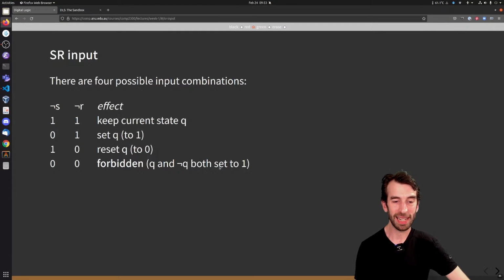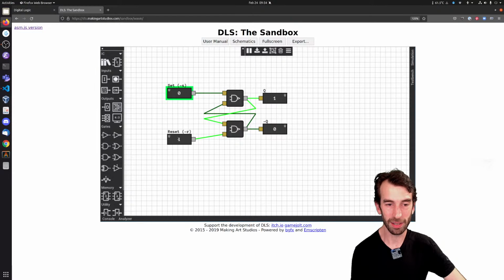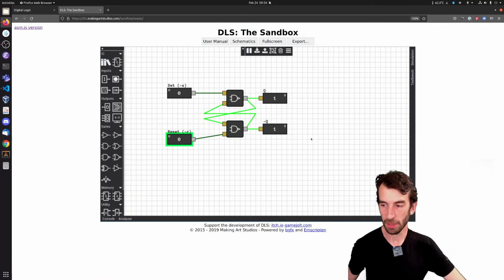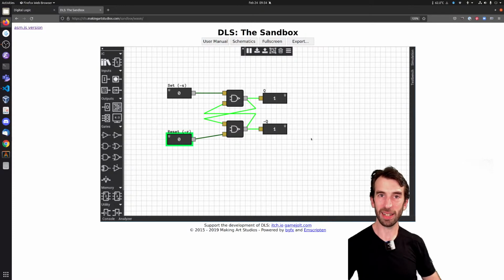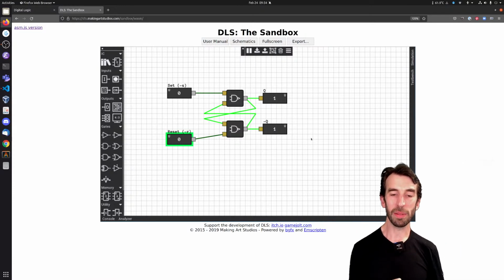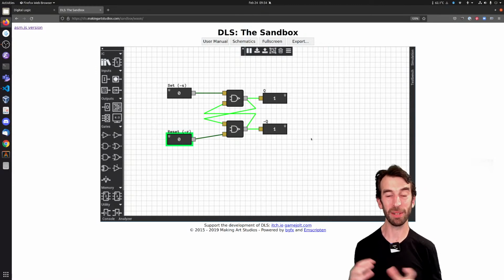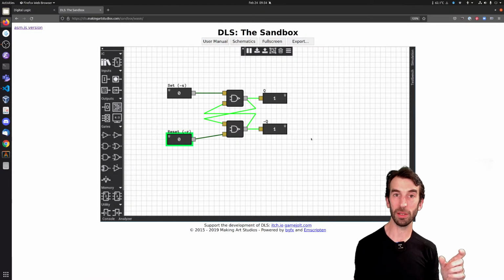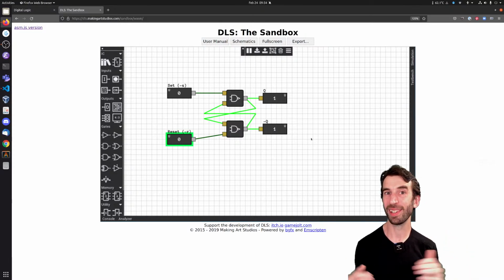And then what about this last one? What if they're both set to 0? Well, if you set both to 0, you end up with both Q and not Q being 1 at the same time, which is not a problem in and of itself. But if we were using this in a greater design, we might find that we wanted to use the negative output, and we wanted to rely on the property that Q and not Q were always opposites.